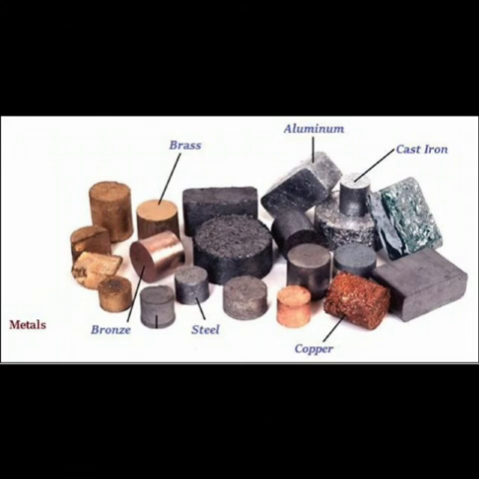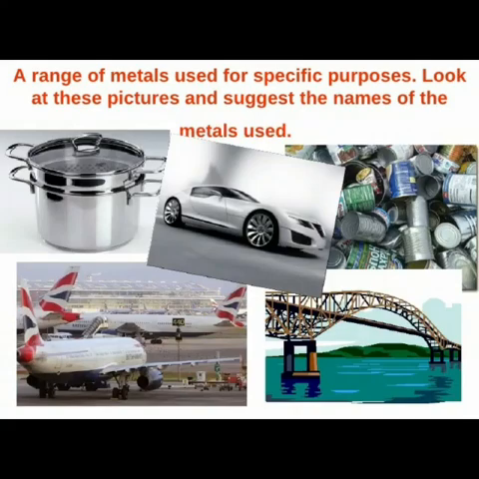Metals can be drawn into thin wires. This character is called ductility. Next, metals are good conductors of heat and electricity. On being hit, metals produce a typical sound. They are called sonorous. This property is made use of in making temple bells. Now, some uses of metals.